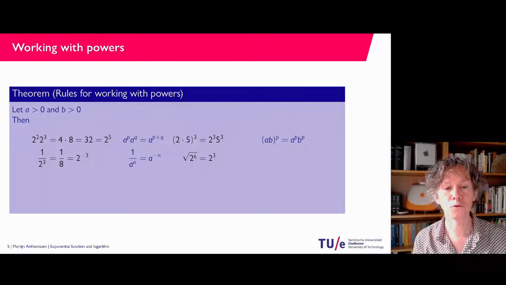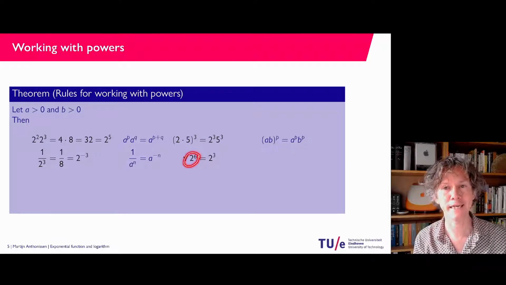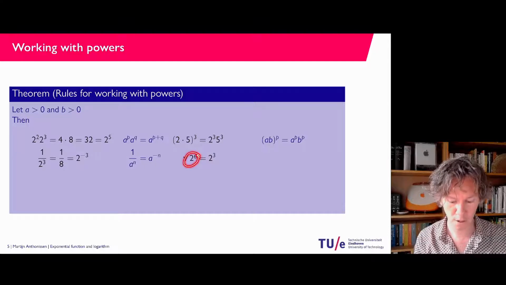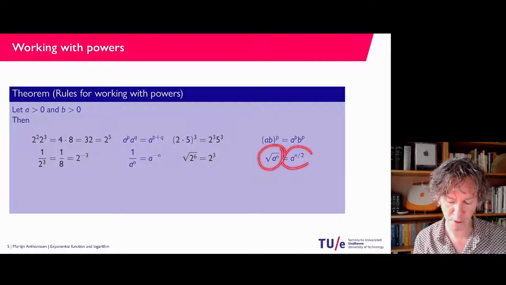The square root of 2 to the power 6: 2 to the power 6 is 64, the square root of 64 is 8, and 8 is 2 to the power 3. So you see that you could do here 6 divided by 2. So the general rule is the square root of a to the power n is a to the power n over 2.